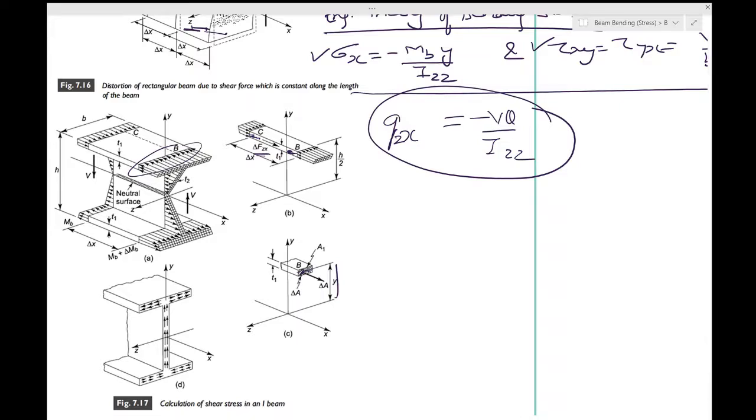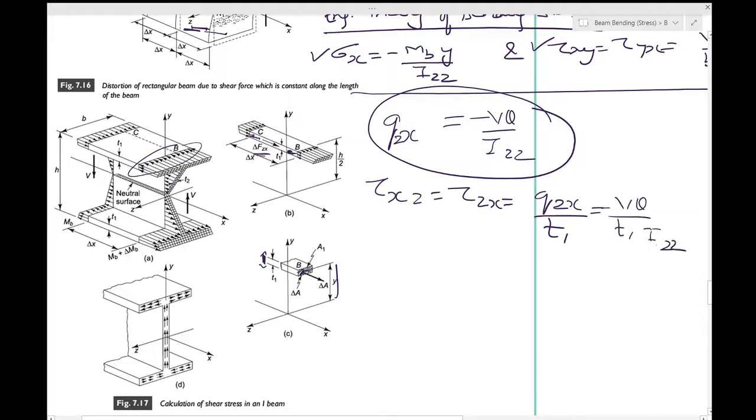If we make the assumption that the shear stress is uniform across the thickness T1, you see how the directions are changing. Earlier it was B, here it is T1. Then tau_xz will be equal to tau_zx, equal to q_zx, and this you would get as minus VQ by (T1 I_zz). And you would be able to get a stress distribution for the shear forces as shown in the figure.